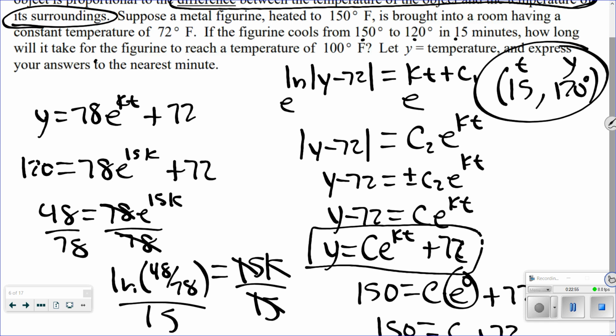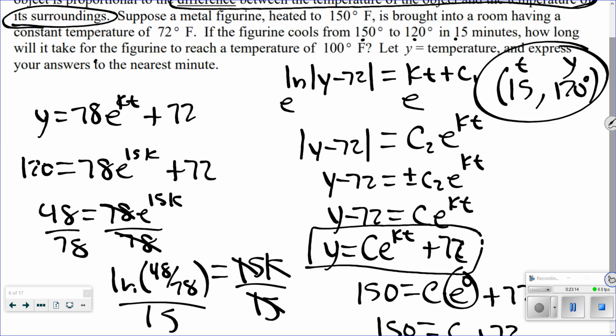And so what we're going to do, just like before, is store it in our calculator. So grab your calculator and go the ln of 48 divided by 78 divided by 15. And I got a negative 0.03236, and so on and so on. And that should make sense, right?